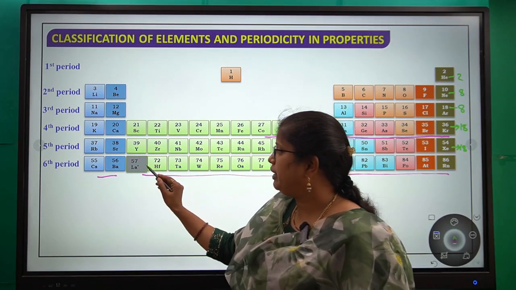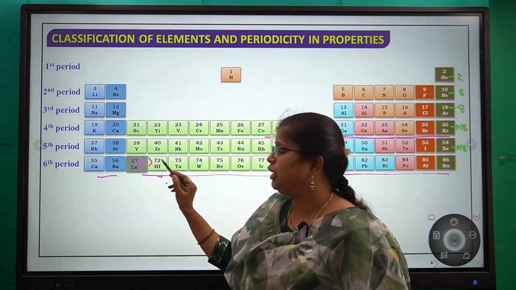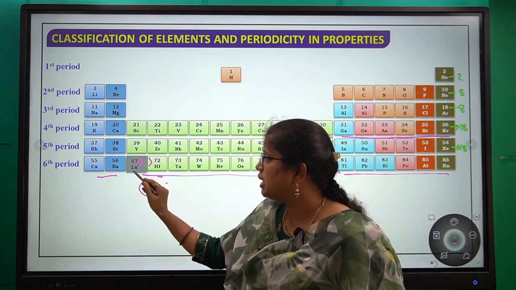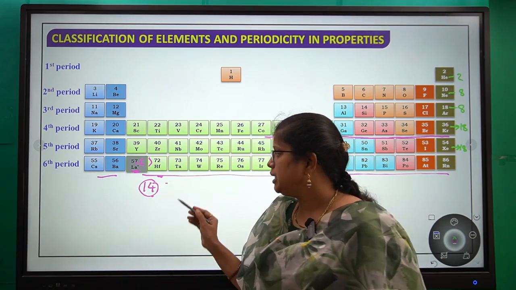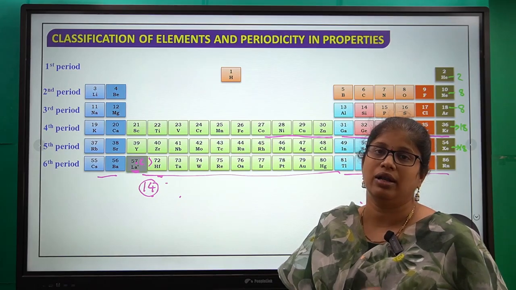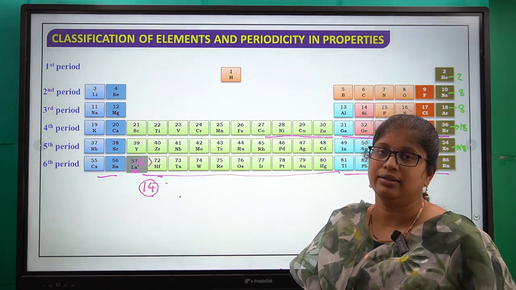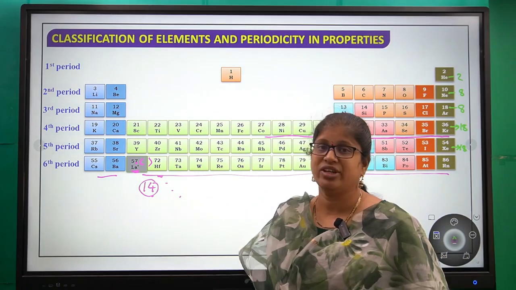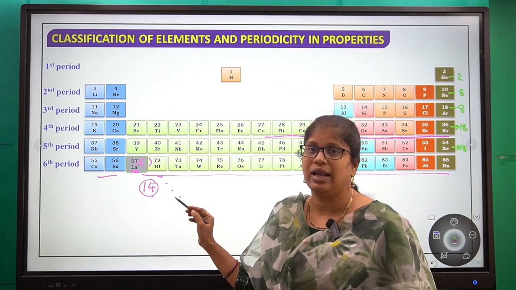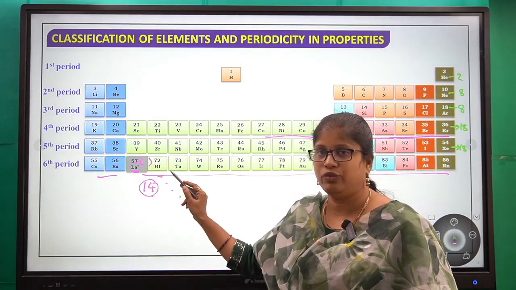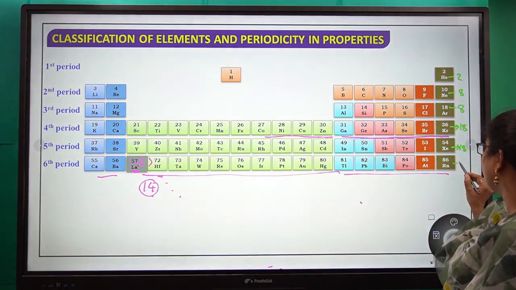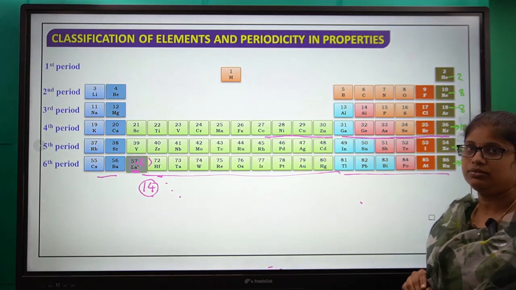But here in between lanthanum and hafnium, from 58 to 71, how many elements are there? 14 elements. These 14 elements are coming after lanthanum and they have similar properties to lanthanum. That's why these 14 elements are called lanthanoids. Why are they called lanthanoids? Because they are coming after lanthanum and almost having similar properties with lanthanum. So here 2 plus 10, 12 plus 14, 26 plus 6. So totally how many elements are there? 32.